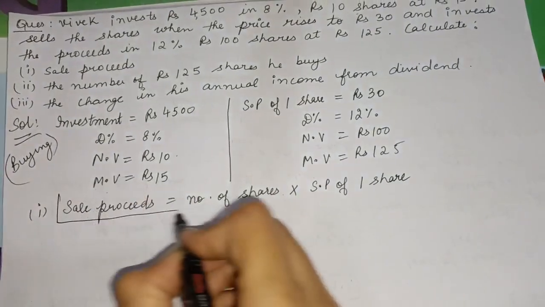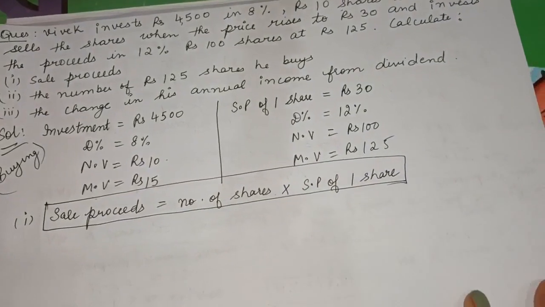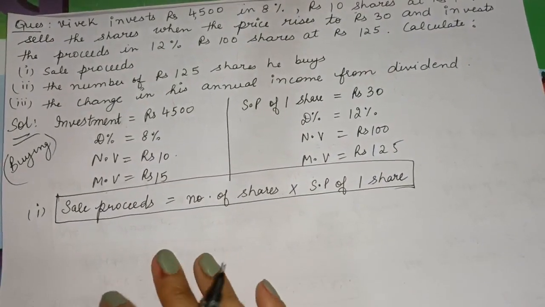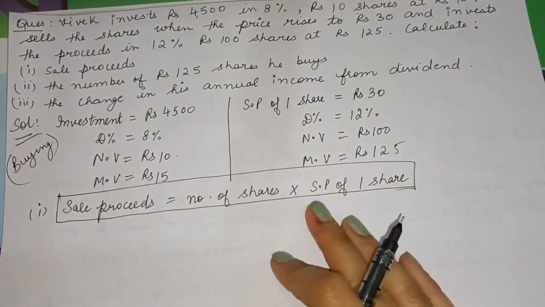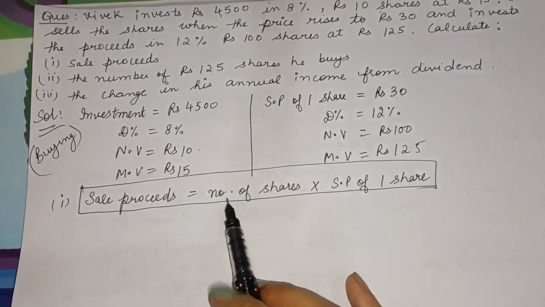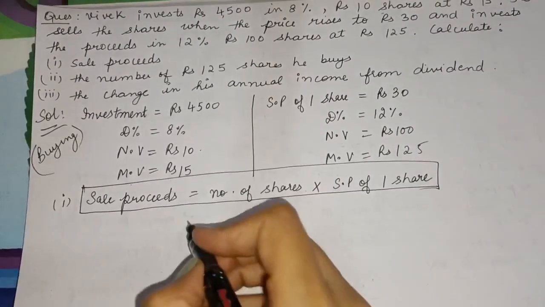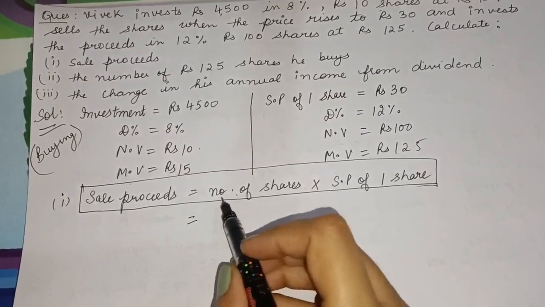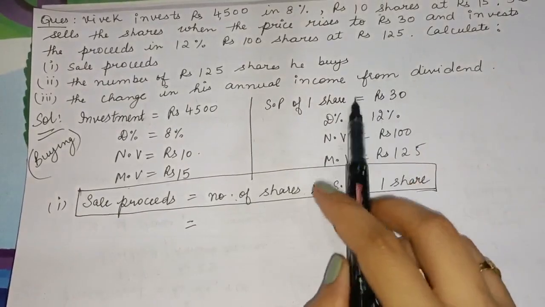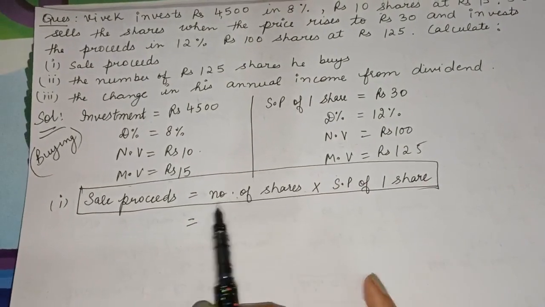So this formula you can remember. Whenever a question asks to find sale proceeds, what is sale proceeds? Number of shares into selling price of one share. First we have to find sale proceeds, but here we don't have the number of shares, but we know the formula for number of shares. Selling price of one share we know, it is 30. So what we can do is find the number of shares.